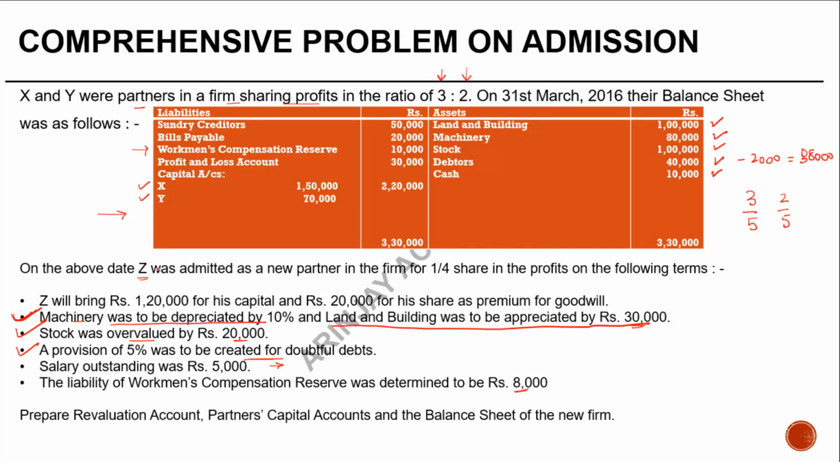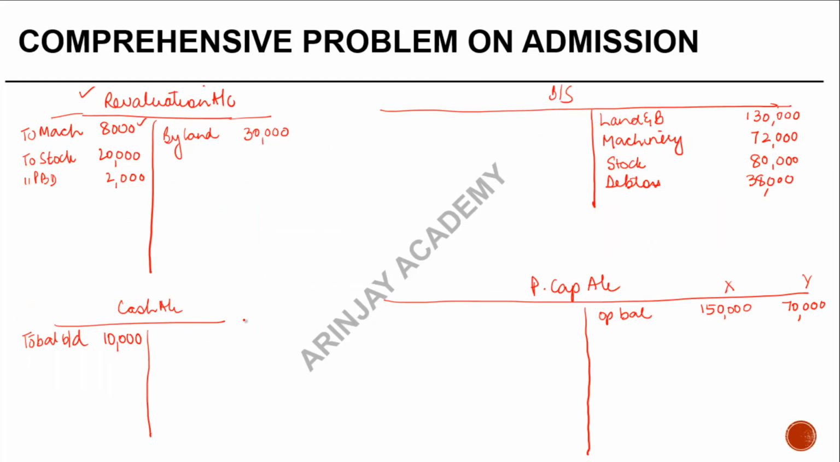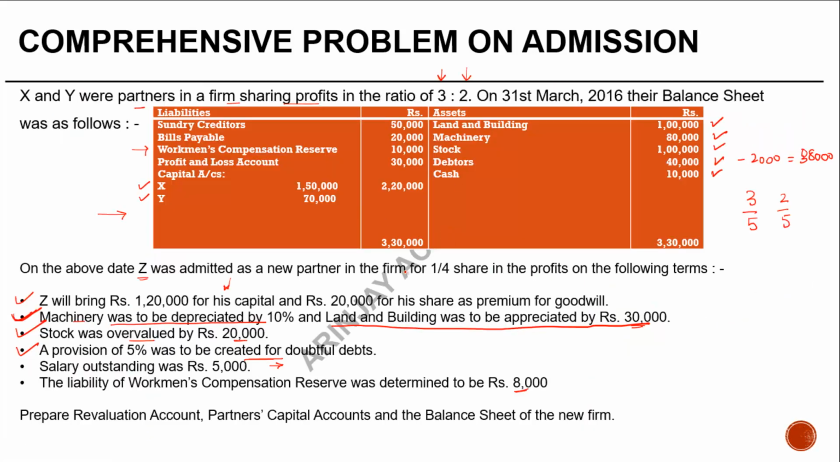Now let's see this adjustment because it's pertaining to the capital account. Z will bring 1,20,000 as his capital and rupees 20,000 for his share of premium of goodwill. So if Z brings in 1,20,000 as capital, the entry will be cash account debit to Z's capital 1,20,000, and his capital is going to come and sit in the balance sheet here, 1,20,000, right?